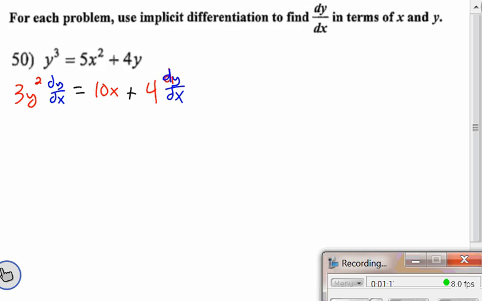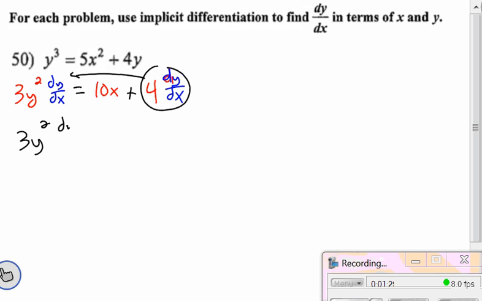The next step is to collect all the dy/dx's on one side. So we're going to take this dy/dx and subtract it to the other side. We'll end up with 3y squared dy/dx, and then I have to subtract this one, 4 dy/dx. And on the right side, the 10x stays where it was. Okay? That's the second thing you do.